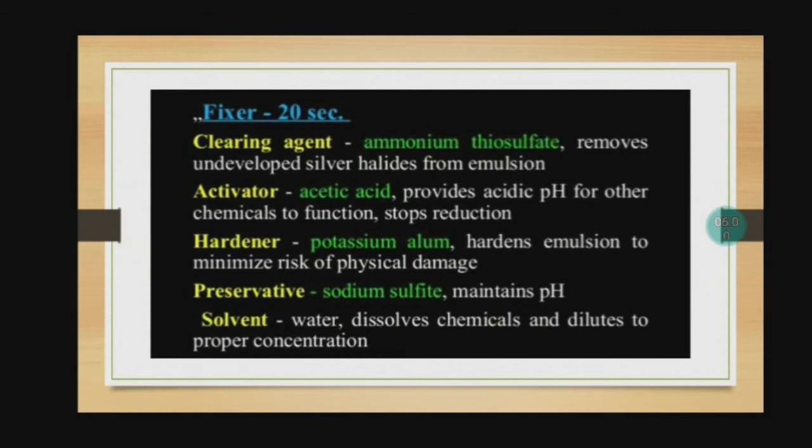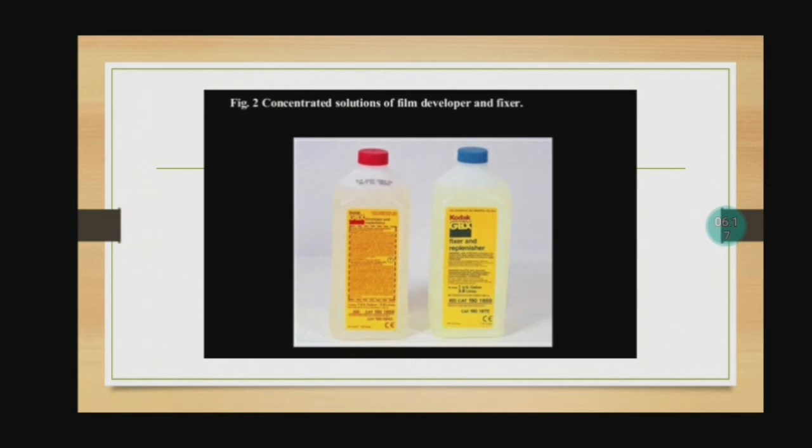Next is the hardener. Potassium alum hardens emulsion to minimize risk of physical damage. Next is the preservative. Sodium sulfite maintains pH. Solvent. Water dissolves chemicals and dilutes to proper concentration. So here in figure 2, the concentrated solutions of film developer and fixer.